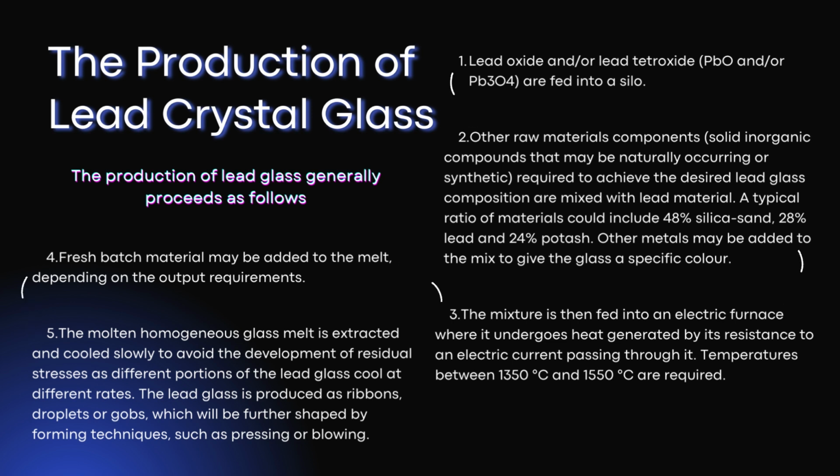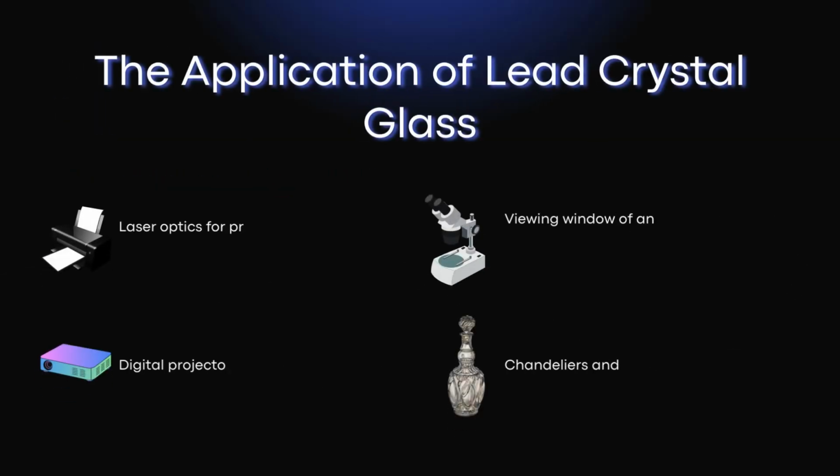Lastly, the molten homogeneous glass melt is extracted and cooled slowly to avoid the development of residual stresses as different portions of the lead glass cool at different rates. The lead glass is produced as ribbon, droplets or gobs, which will be further shaped by forming techniques such as pressing or blowing. With these techniques we shape the lead crystal glass however we want. So now we go to the application of lead crystal glass.